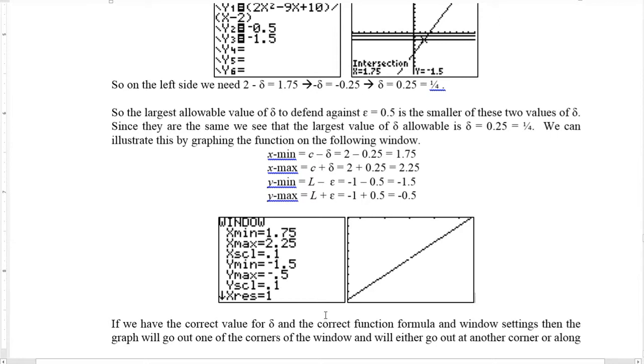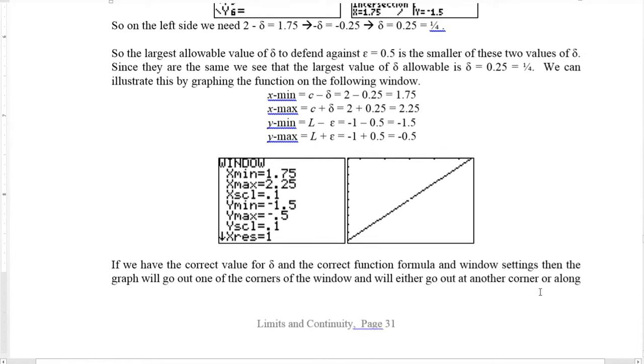If you've got the correct value, the largest allowable value of delta to defend against a given epsilon, and you set your window up the right way, what should happen is the graph goes out of the window at one of the corners, and then at the other one it either goes out the corner or on the side. But it does not leave the window at the top or bottom.